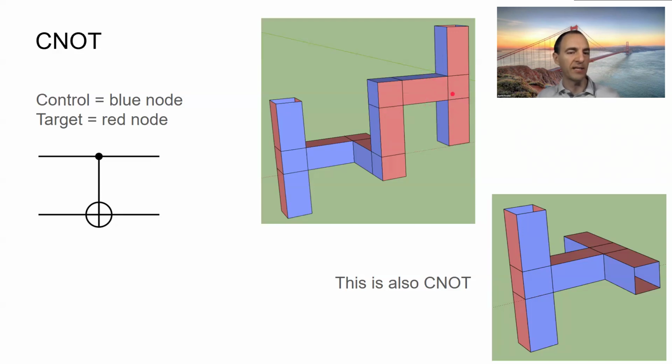So a CNOT gate is a particular type of graph where the control is a blue node and the target is a red node. And when you start thinking about it that way, you can then recognize that this is also a CNOT gate. So this is still a blue node, this is still a red node. This smaller compact structure implements CNOT just as well. A lot of people ask me when it comes to fault tolerance, what is the overhead of a logical CNOT gate?